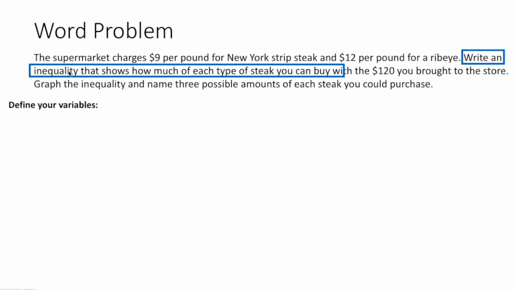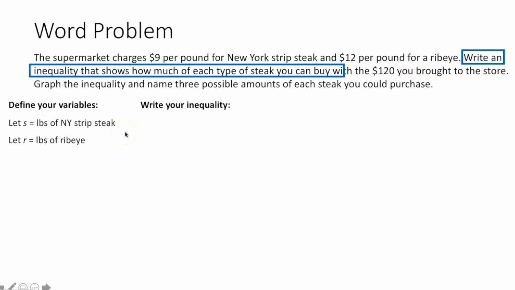Move to step 3, which is define our variables. So what are our variables here? Well, it's $9 per pound for New York strip steak and $12 per pound for a ribeye. That means that the pounds of New York strip steak and the pounds of ribeyes should be our variables if we're multiplying them by 9 and 12 respectively. So we'll say S is going to be the number of pounds of New York strip steak, and then R is going to be the number of pounds of ribeye that you buy.